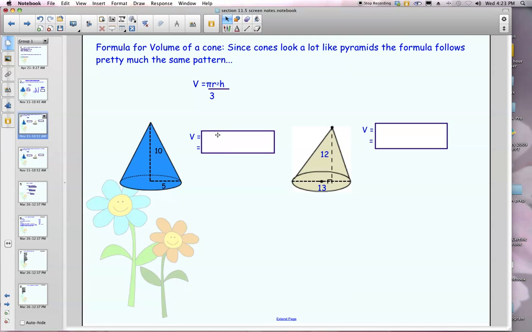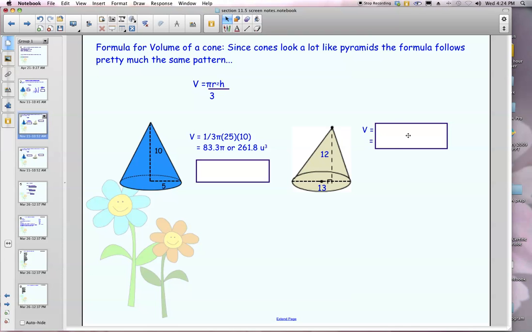So in this case, we would do pi times 5 squared times 10, and we would take that times 1/3. So 1/3 times pi times 25 times 10, and that would give us a volume of 83.3 pi, which would be our exact answer. Or we would multiply that out and get 261.8 cubed units. Make sure that you are using the height, not the slant height. That's going to be very key for these.